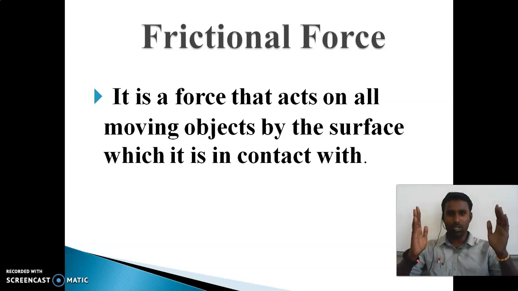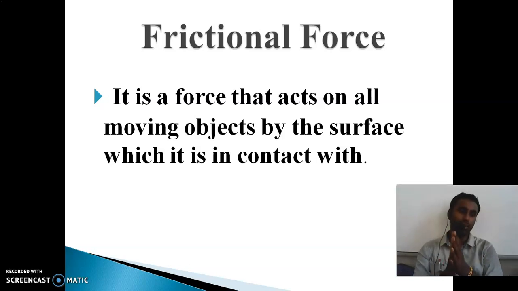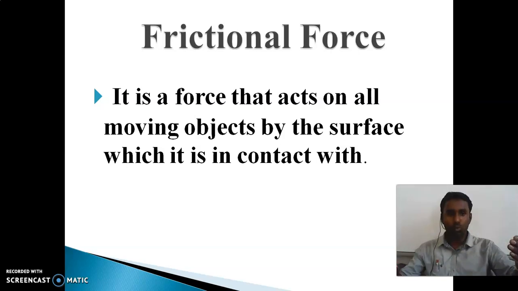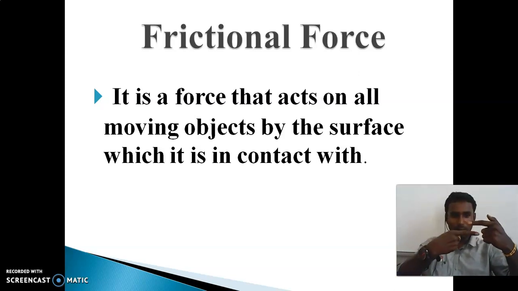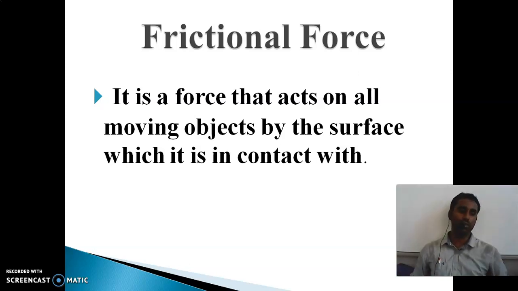So frictional force is nothing but a kind of resisting force. Whenever any object is moving, one force acts opposite to that movement. For example, if the object is moving in this direction, then opposite to that direction one force is always acting. That force is called frictional force. It is like a resisting force, and it is going to stop any object whenever the object is moving.